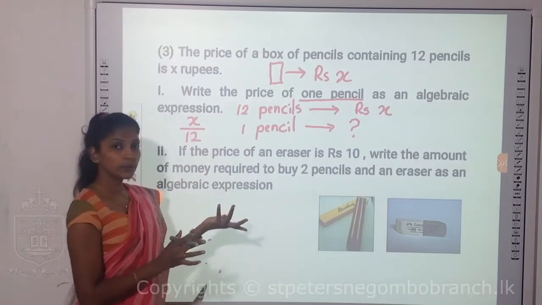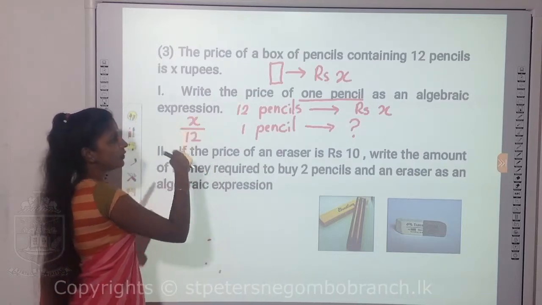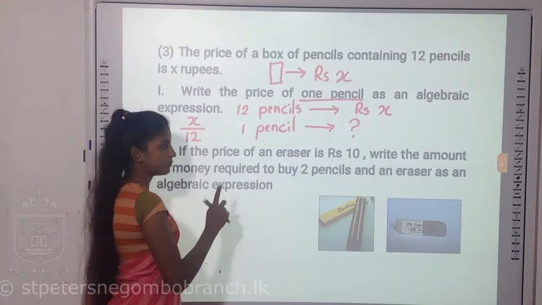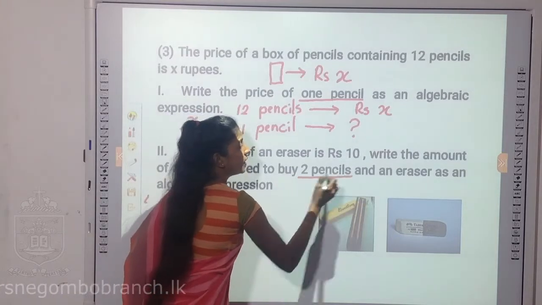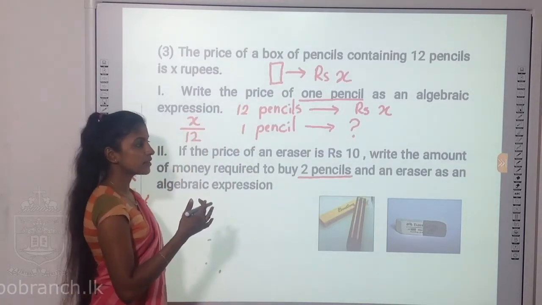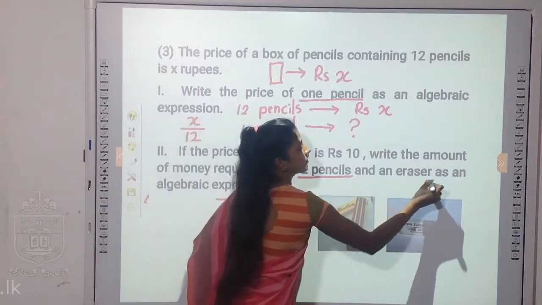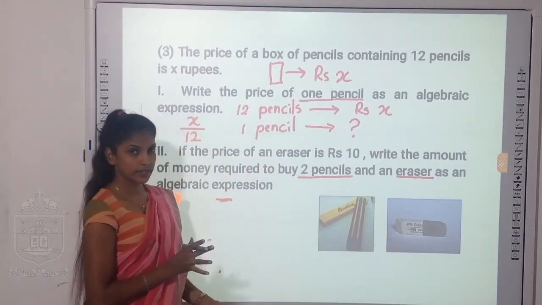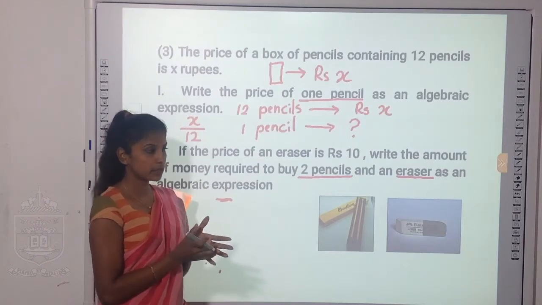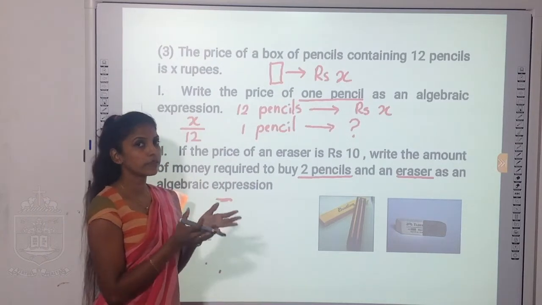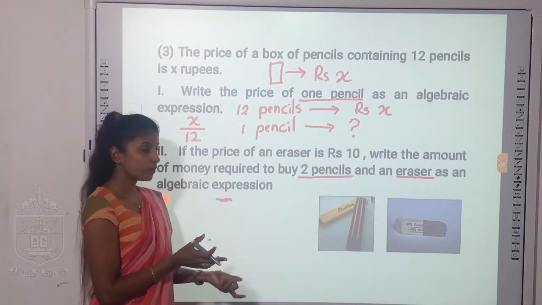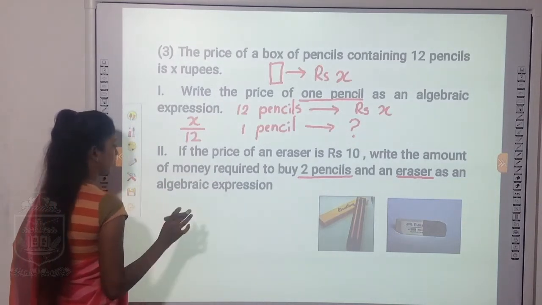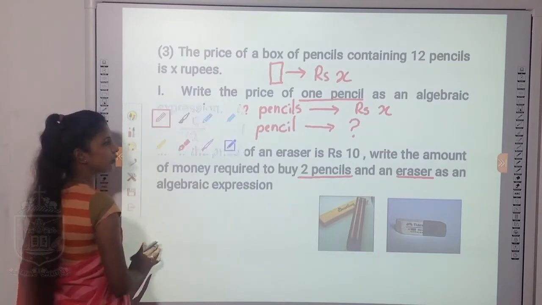Second part, you have 2 pencils. Now you already found the value of 1 pencil. X over 12 is the price of 1 pencil. But now you are going to buy 2 such pencils plus an eraser. Right? You are going to buy 2 pencils and an eraser. So you have to build up an expression for the total amount of money that you are going to pay in order to buy these 2 items. Right? So when you are buying them, what will be the total that you are going to pay?